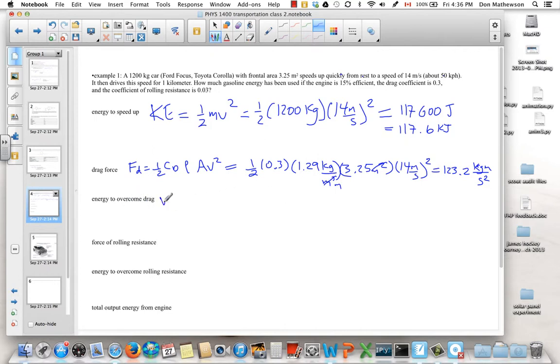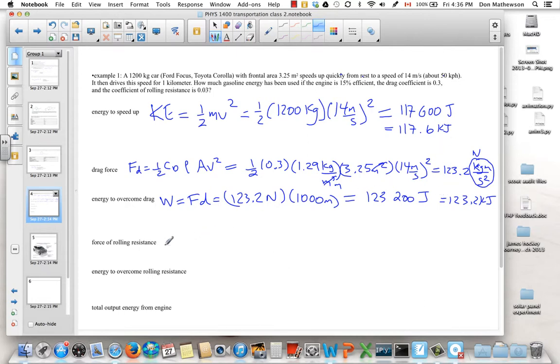Now, that's the force. To find the energy requirement, we find the work, because we've got to provide 123.2 newtons of force. Remember, this thing here is a newton. And then we're moving 1 kilometer, which is 1,000 meters. Now, a newton meter is a joule, so that's 123,200 joules. Newtons times meters is joules, or 123.2 kilojoules. So we got the energy to speed it up and the energy to overcome drag being sort of the same order of magnitude.